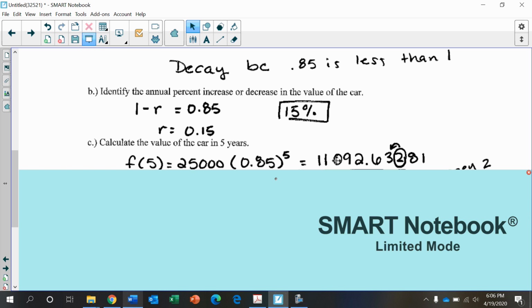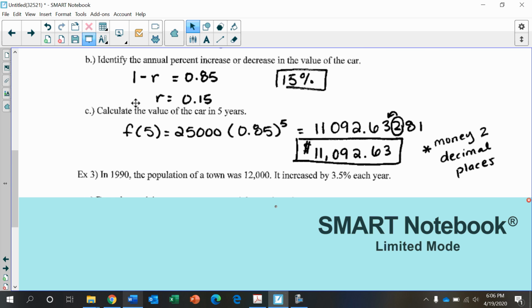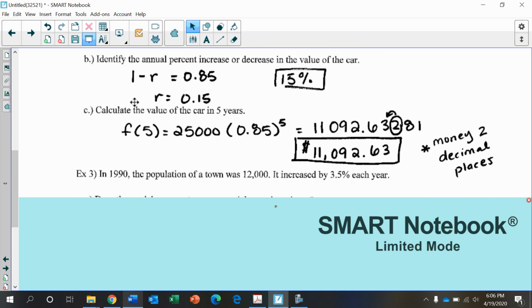So I did that, plugged it in, and got this answer. Remember, it's money, so we're rounding to 2 decimal places. I'm looking at the 2. The 2 doesn't change the 3 at all, because 2 is less than 5. So then this would be my answer. That's it. Nothing crazy.